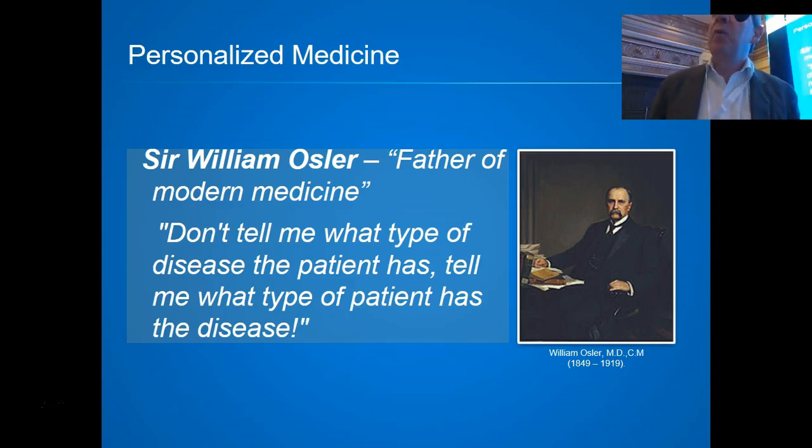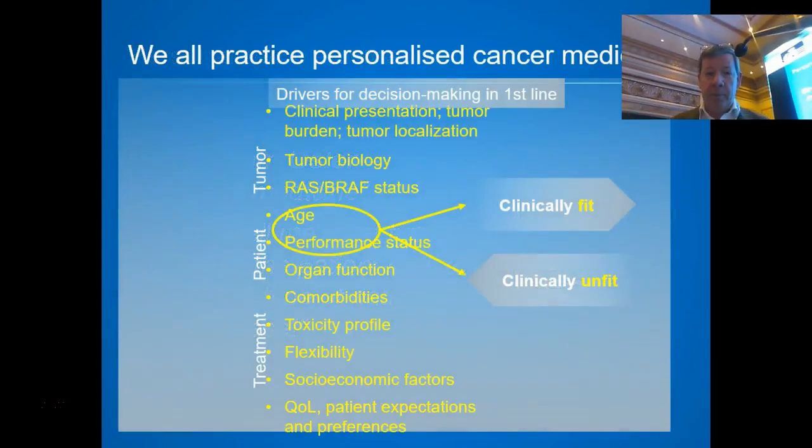Sir William Osler, who was a distinguished Regius Professor of Medicine in Oxford, was perhaps the founding father of modern medicine. And look at this important quotation that he made. Don't tell me what type of disease the patient has, tell me what type of patient has the disease. And that just tells us about the importance of the interaction between the environment in which we live and the genes that we inherit from mother and father. And clearly, all carcinogenesis is the interplay between these two different areas.